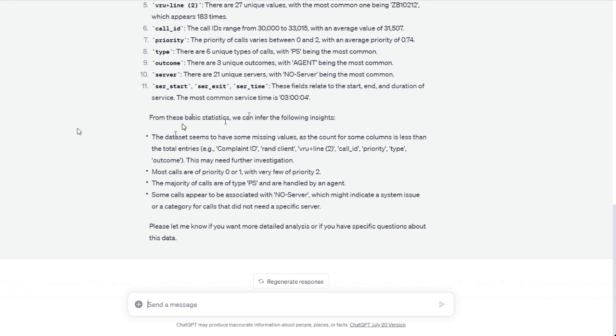From these basic statistics, we can infer the following insights. The dataset seems to have some missing values, as the count of some columns is less than the total entries. Most calls are priority 0 or 1. The majority of calls are type PS that are handled by an agent. Some calls appear to be associated with no server. This might indicate a system issue. Wow. Okay, so it's actually reading the data points within a column and trying to infer something from that, which is impressive.